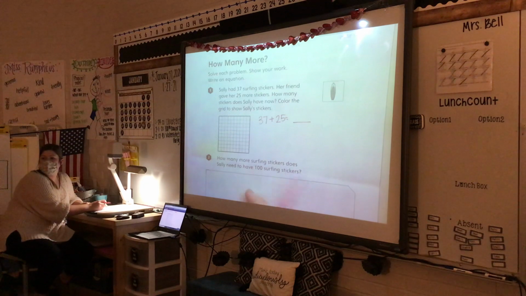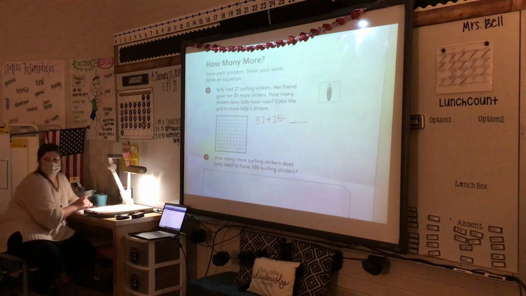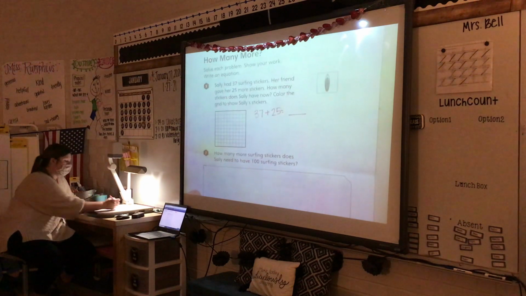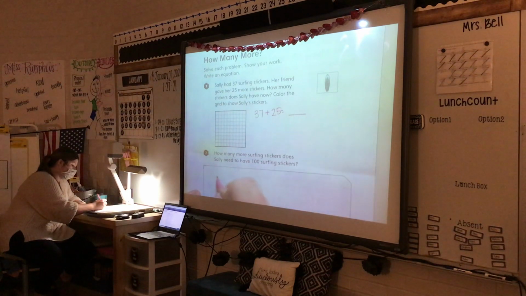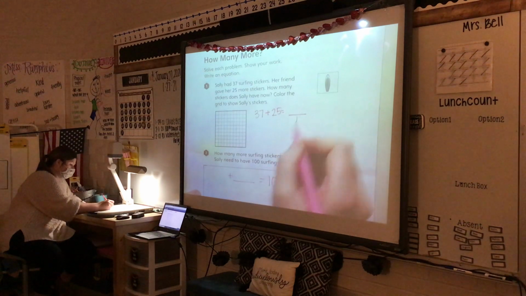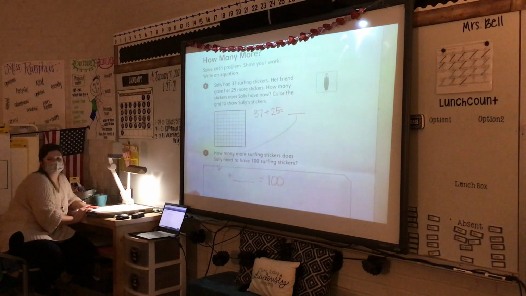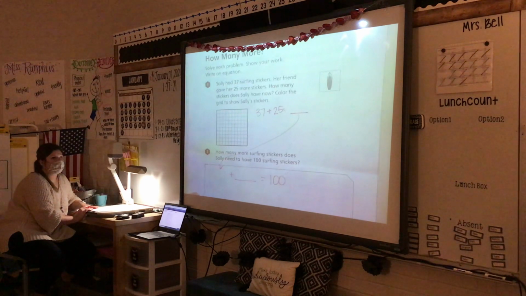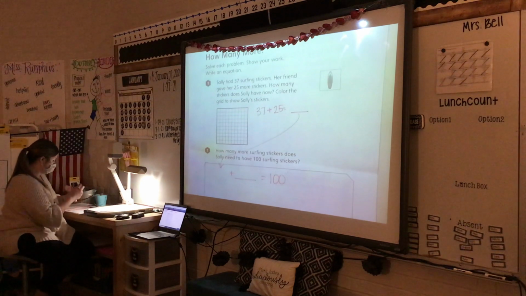Then, I need eyes up here because you're not going to know what to do in a second. Then, whatever my answer is here, my answer that I get here, plus blank equals 100. This answer will go here. Does that make sense? Yes. Okay, when you are done, it's going to go into the white tray so I can check and make sure you understand.